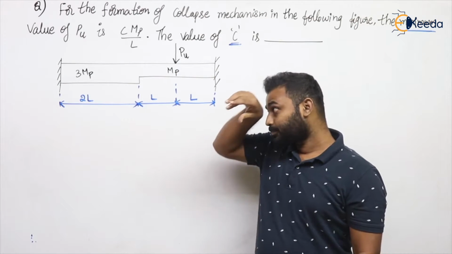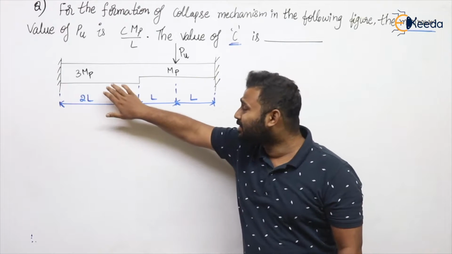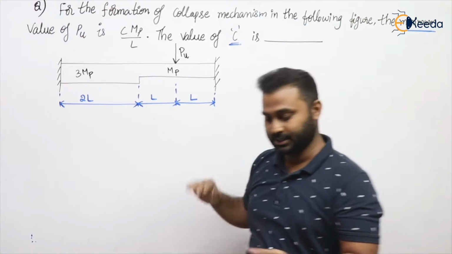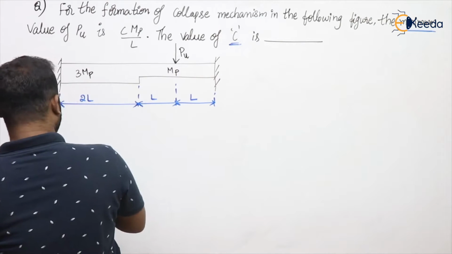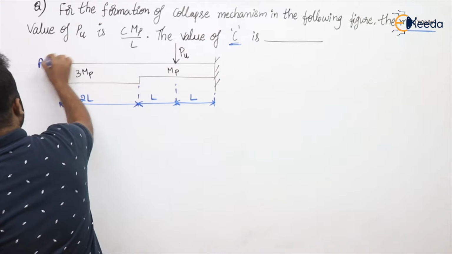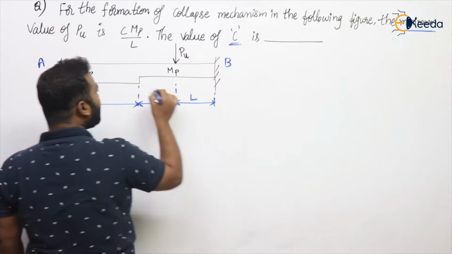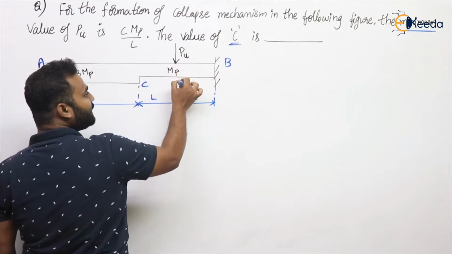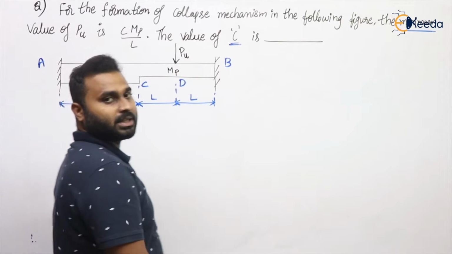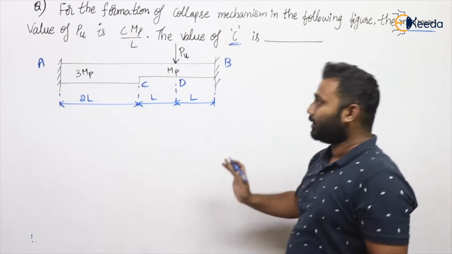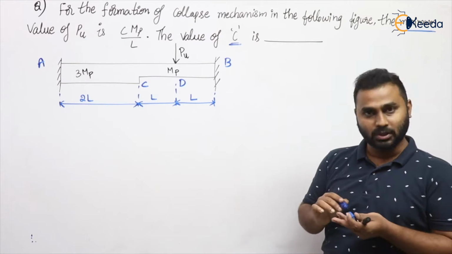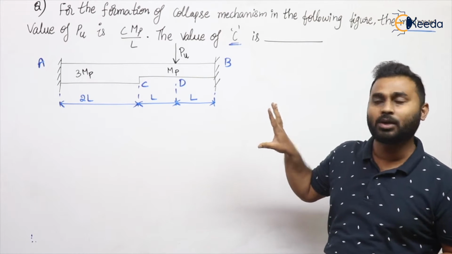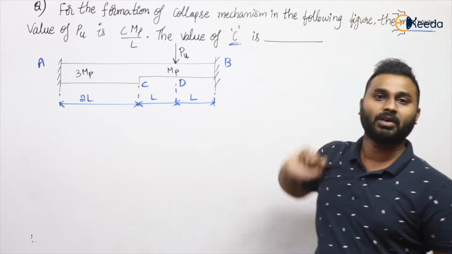Now first let us designate the spans and the point of action of load with some alphabets: A, B, C, D. Fixed ends I will represent with A and B. So fixed ends are at A and B. And where the cross section changes, C. And where the load is acting, D. Is that okay? So this is a representation for the given beam. Now let us see how to calculate the collapse load, and out of that we have to take the minimum. After getting the minimum value, we have to find C.